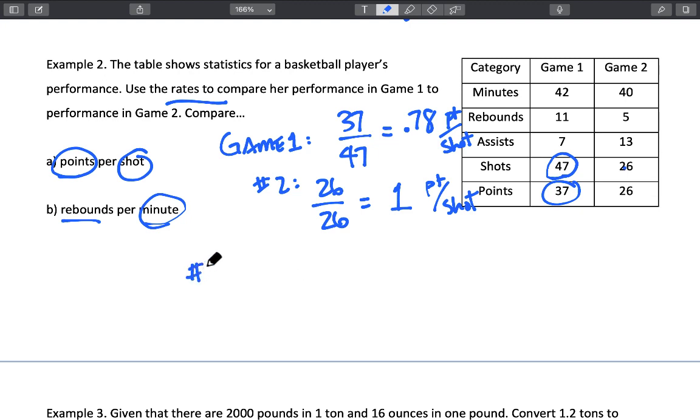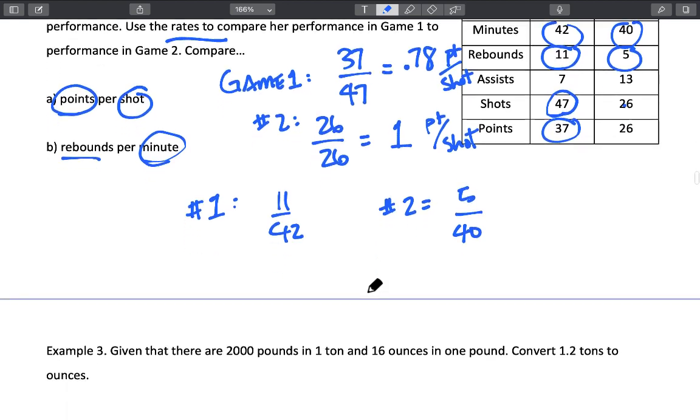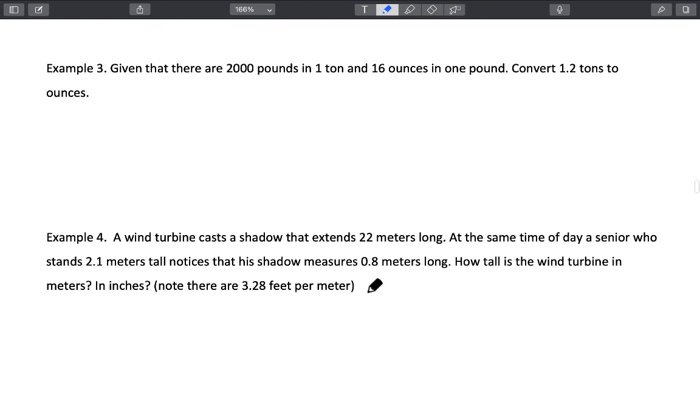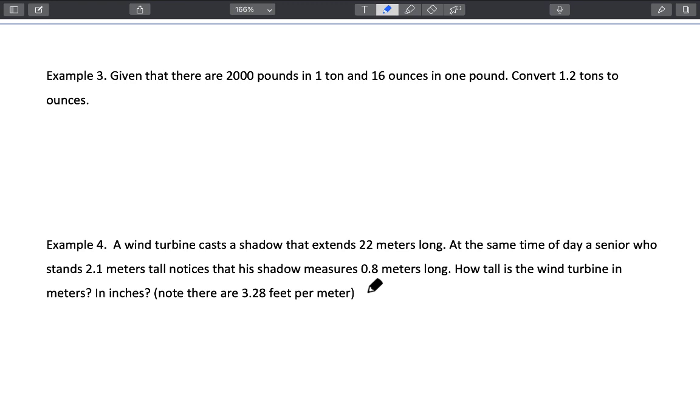So in game number 1 here, our rebounds were 11 per minutes played was 42. So that's 11 over 42. And then game number 2, we had 5 rebounds over 40 minutes. So pause the video now and go ahead and take a second to compare those 2 rebounds per minute. All right, let's move on to example 3.